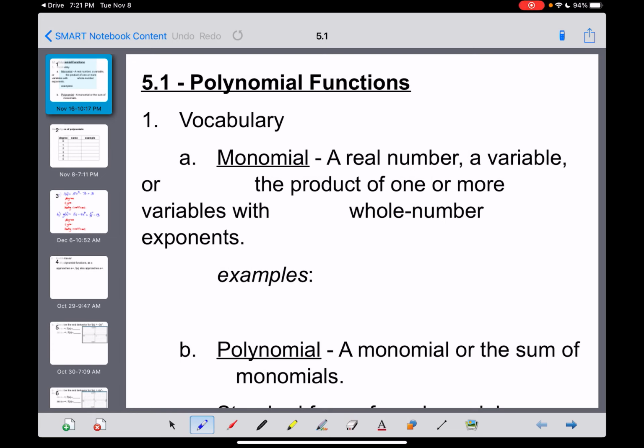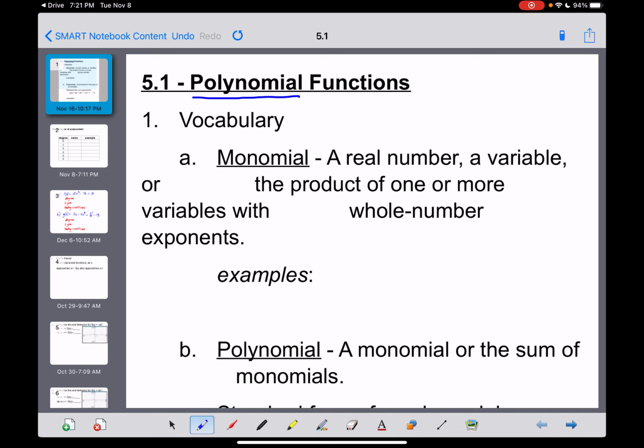All right, Algebra 2, Section 5.1 is a nice continuation of what we were doing in Chapter 4. When we were just dealing with quadratic functions, now we're stepping things up a notch, and we're moving into polynomial functions in general. So it's important to understand that everything we're learning right here encompasses everything we did in Chapter 4, but we're taking it a step further.